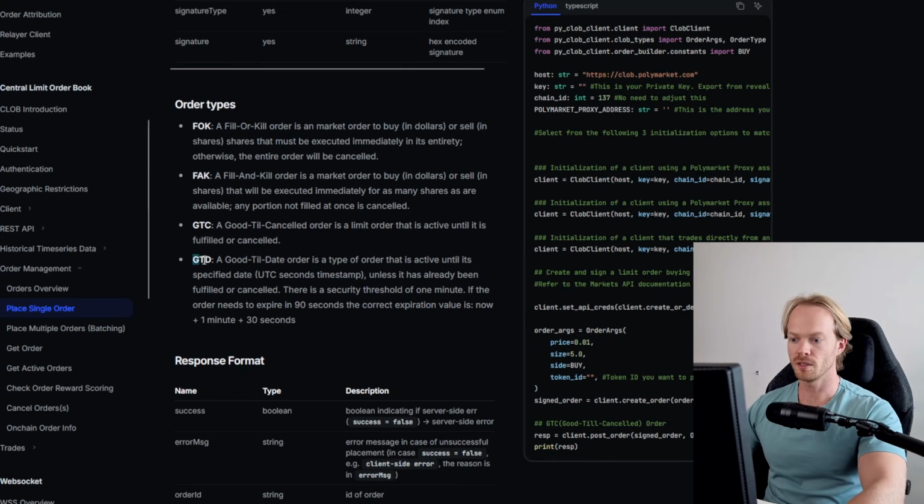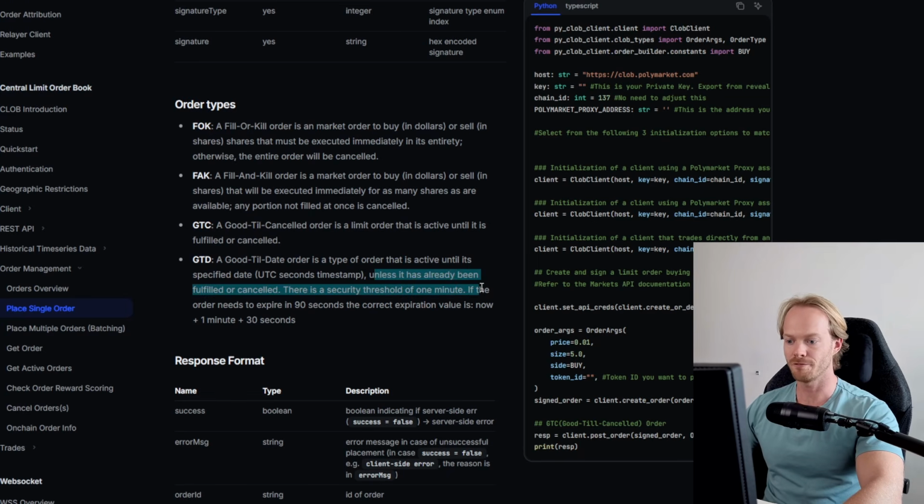And then we have the good till date order, which is a type of order that is active until its specified date, a UTC seconds timestamp, unless it has been fulfilled or cancelled. There's a security threshold of 1 minute. If the order needs to expire in 90 seconds, the correct expiration value is now plus 1 minute plus 30 seconds. I don't really understand what they mean by this.